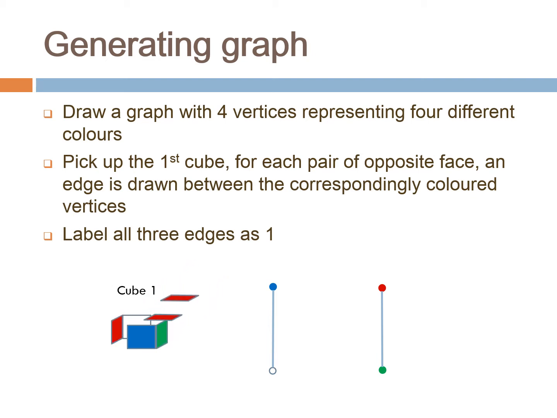Again, pick up the last pair of opposite faces, the top face and the bottom face. Since both are colored as red, we draw a self loop in the graph at the vertex R. Hence, for the first cube, we get 3 edges in the graph. Label all 3 edges as 1.